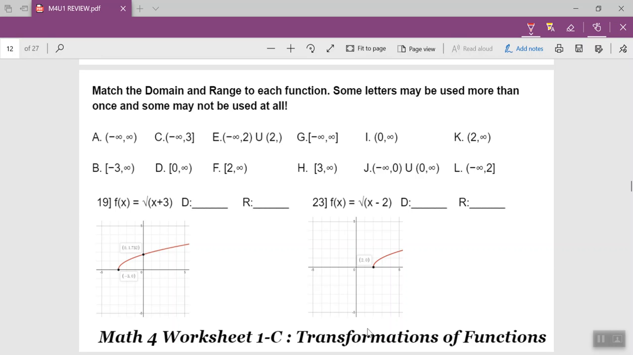All right, so when we're looking at the domain here, the domain starts at -3 and goes toward positive infinity. That would be this guy. So he's going there. And then the range starts at 0 and goes toward positive infinity, which would be this guy.